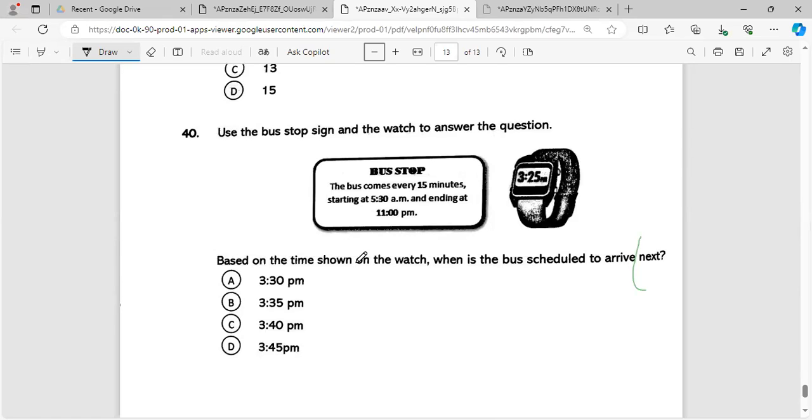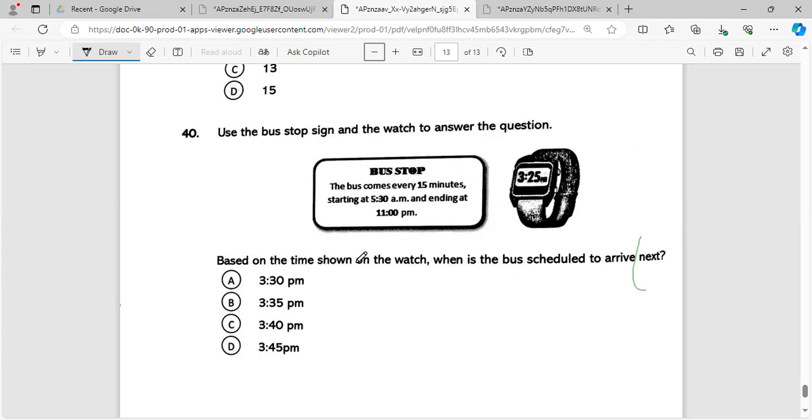So use the bus stop sign and the stopwatch. Use the bus stop sign and the watch to answer the question. Bus stop. The bus comes every 15 minutes, starting at 5:30 a.m. and ending at 11 p.m. Based on the time shown on the watch, when is the bus scheduled to arrive next?